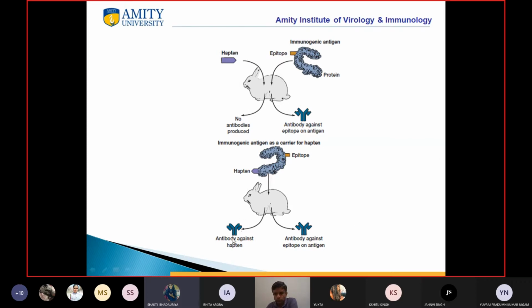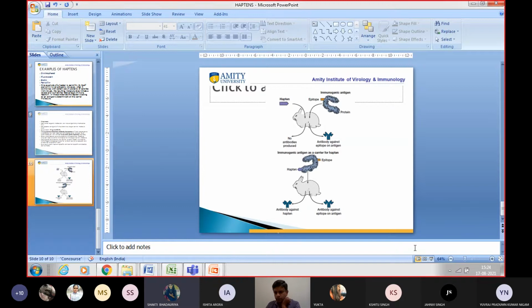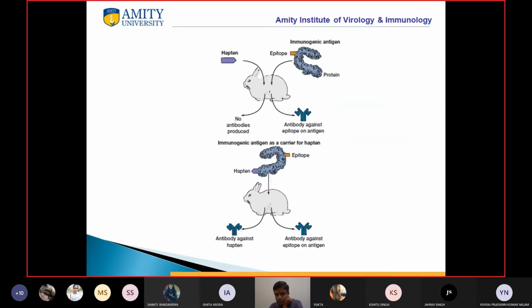So in case of hapten carrier conjugate, we can see that we have the antibody which is formed against hapten, and we have one antibody which is formed against that protein also, and we can have antibodies which are in common also. Okay, so I think, yes, students, now it's clear. So she has explained it in a very simple way, right?